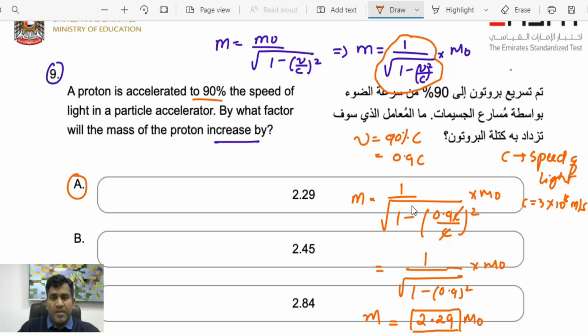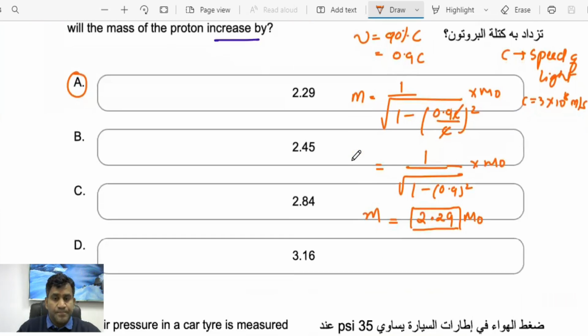This is a formula based question. I don't think this formula will be given. This is from modern physics. The first part of modern physics, as per the syllabus, is the theory of relativity: relativity of length, time, speed. We can also talk about mass and such.